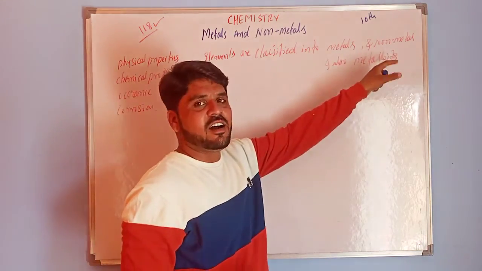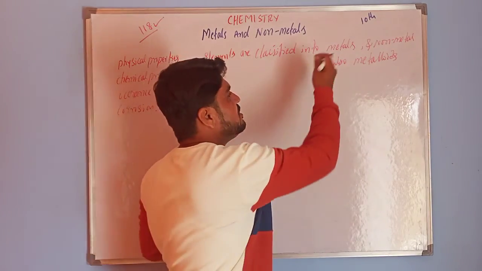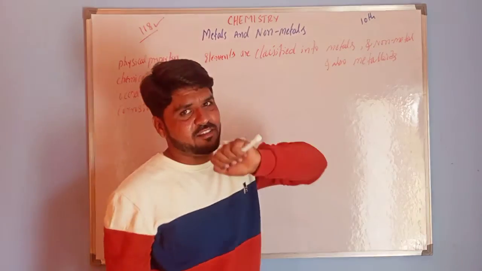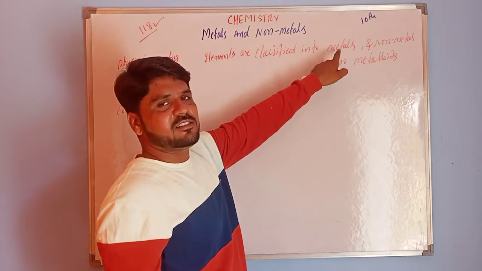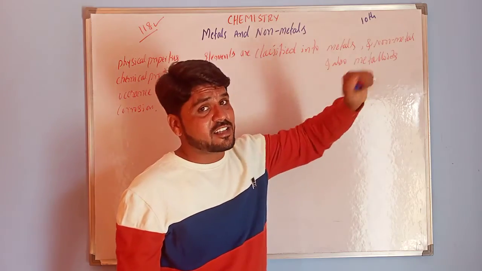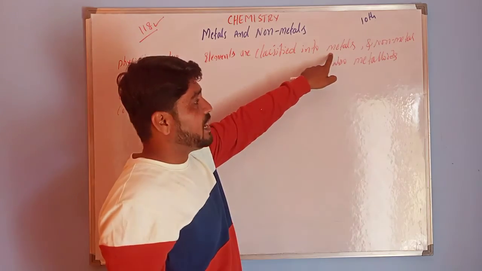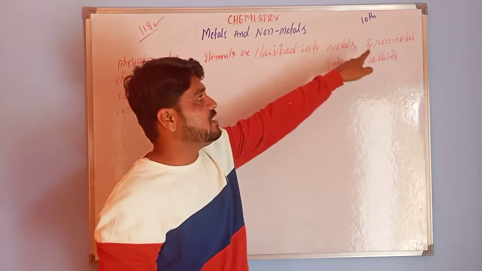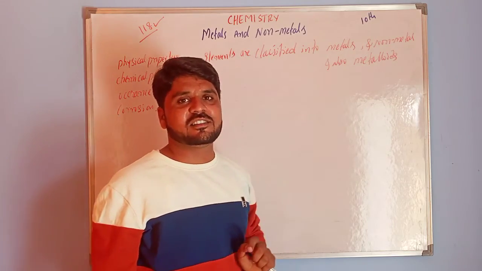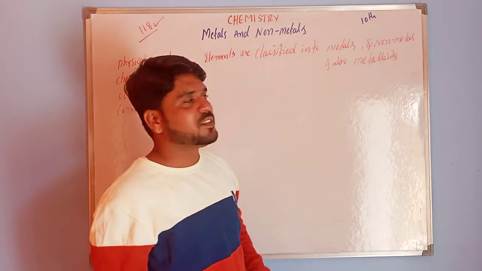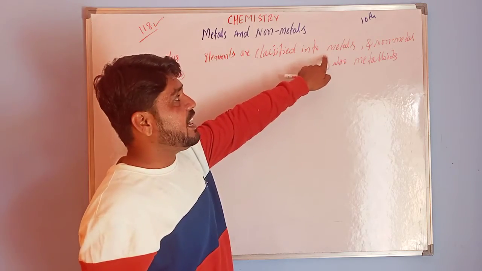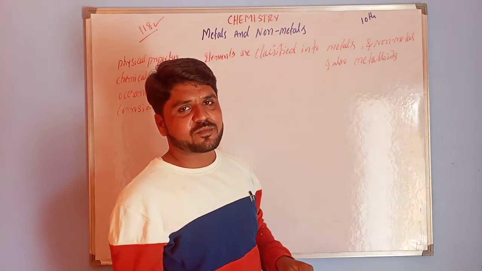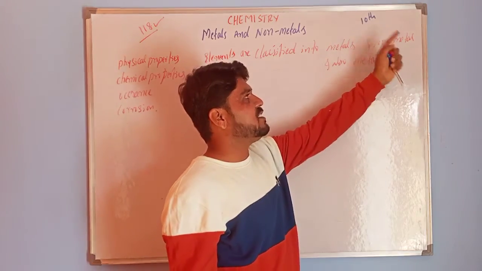Non-metals are quite the opposite of metals. Metals are hard, but non-metals are soft. Metals are lustrous, but non-metals are not lustrous. Metals conduct heat and electricity, but non-metals do not conduct heat and electricity. Metals are ductile and malleable, while non-metals are not ductile and not malleable. These are some properties of metals.